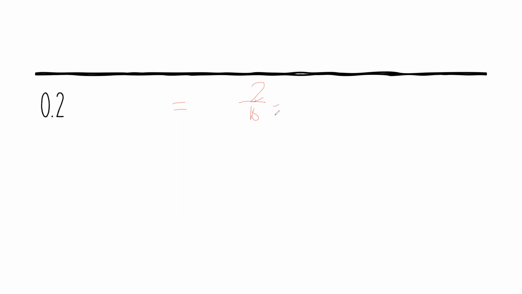Ano lowest term ng 2 over 10? Ano makakapag-divide sa kanila? 2 at 10? This can be both divisible by 2. So this will be 1 and 5. So this is 1/5. As simple as that. Tapos agad tayo.